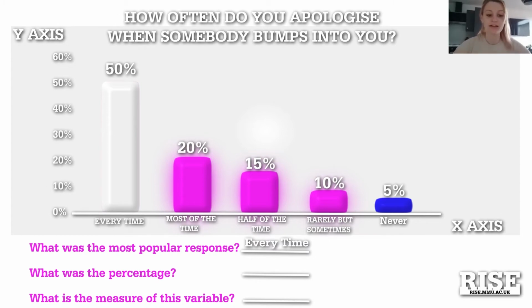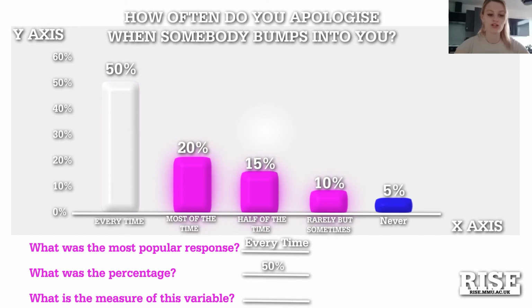And the next question is, what was the percentage? We've already identified that because it's given at the top of the bar chart. If it wasn't given at the top of the bar chart, we would just see where it meets the y-axis. So if I just draw a small line on here, we can see that it hits the y-axis at 50%. So for the percentage, we would write 50%.